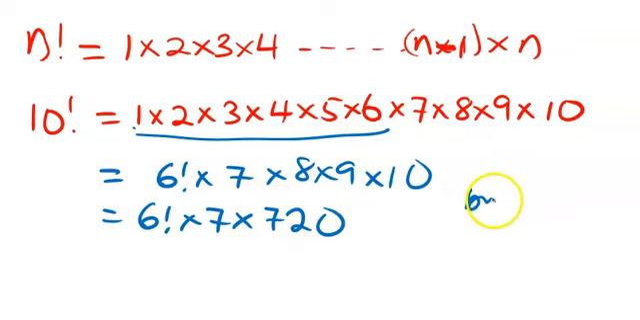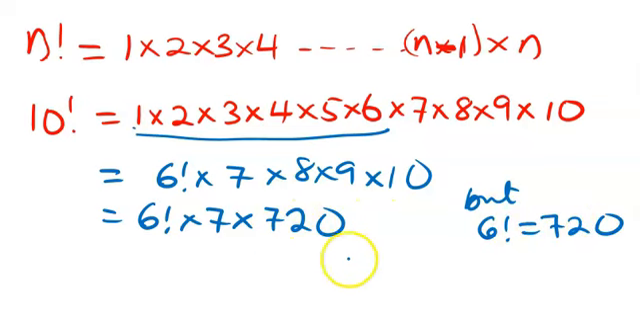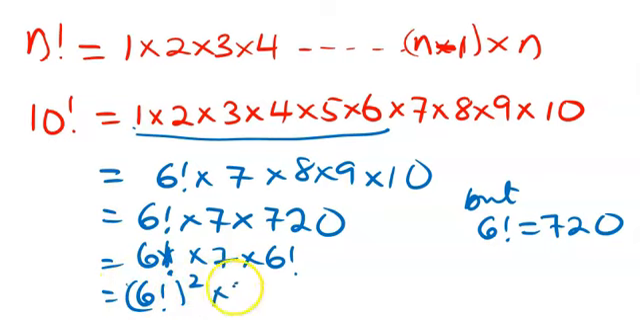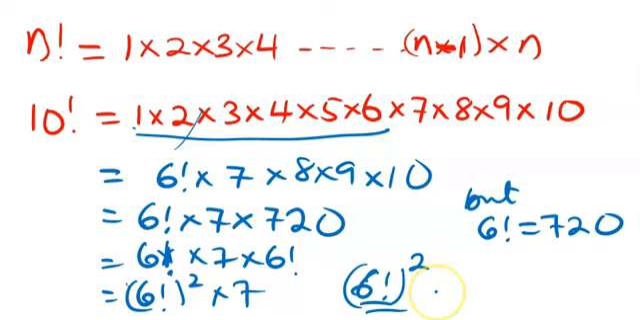But 6 factorial is equal to 720, which means that we can replace this one with 6 factorial. So we are going to have 6 factorial all squared times 7. So if we are looking for the largest factor of 10 factorial which is a square, then it's going to be 6 factorial all squared. That is the answer.